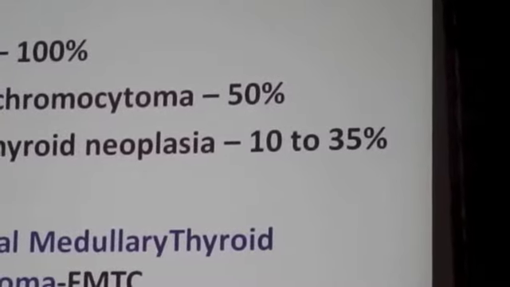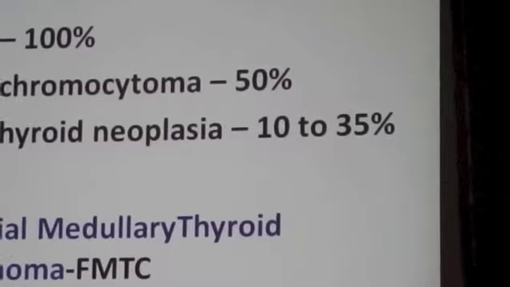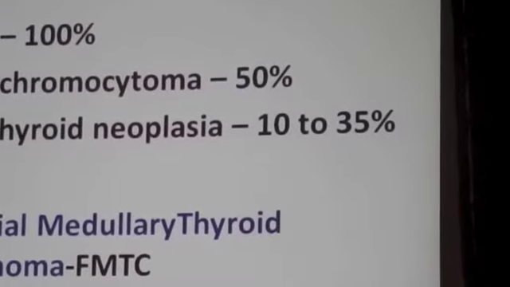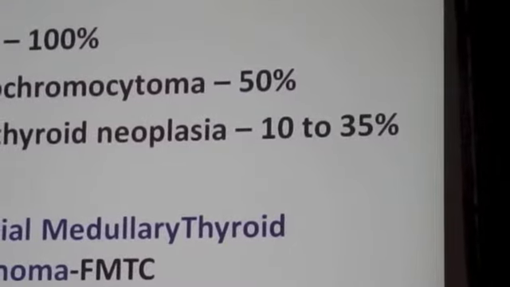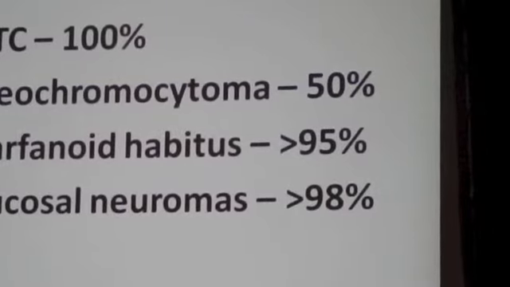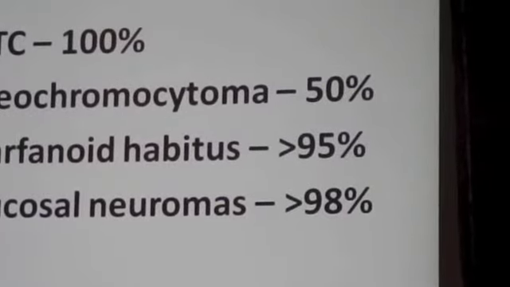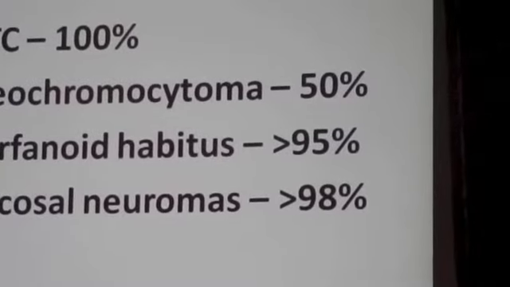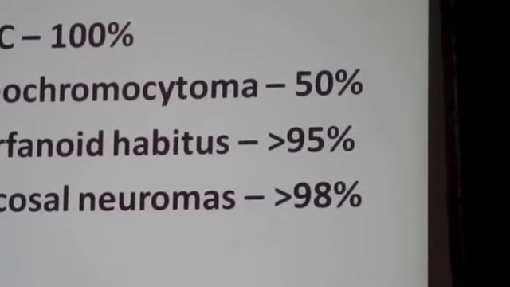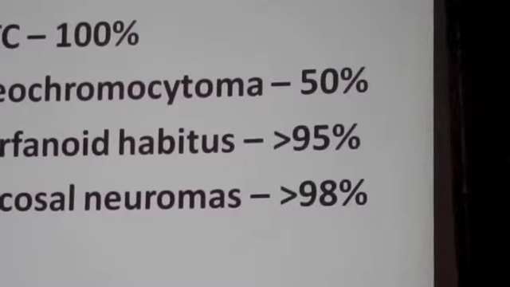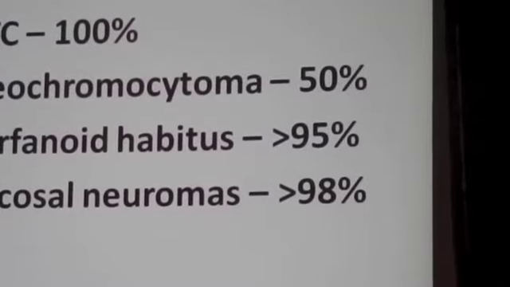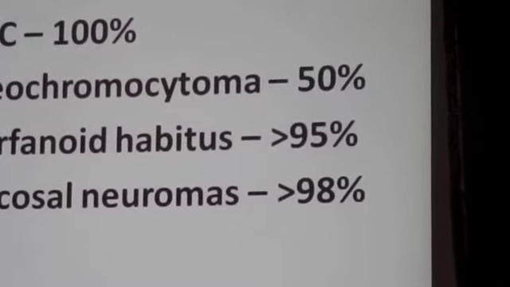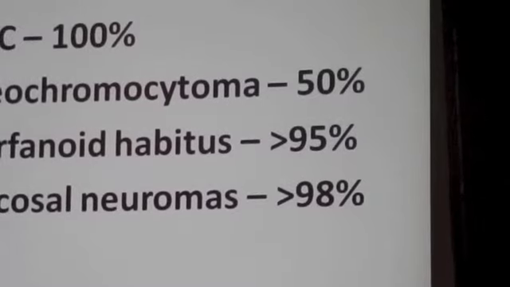So pheochromocytomas are only in 50% of the patients, but 100% have medullary thyroid carcinoma. MEN2B is generally thought to be a more aggressive disease than MEN1. Medullary thyroid carcinoma, again, in 100% of the patients. Pheochromocytomas, roughly in half of the patients, as with MEN2A.